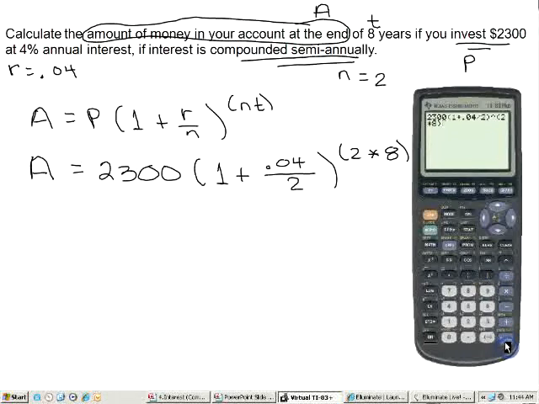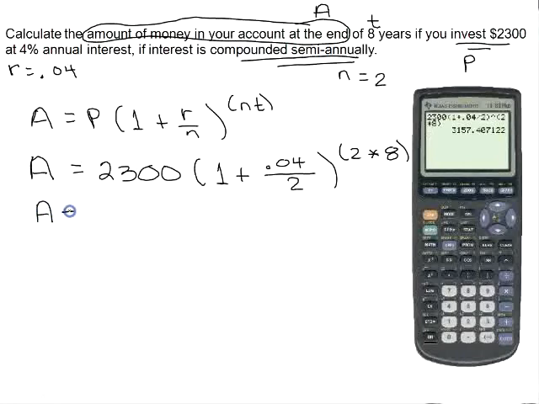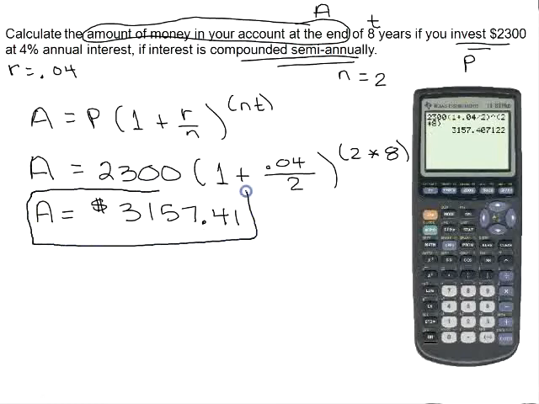Now when we hit enter, the calculator is going to calculate in one step A, the amount at the end of the investment. And the amount of money we have at the end of this investment is $3,157.41. So the compound interest formula, in one step, when you know what you invest, the rate, the number of years, and how often interest is compounded, will calculate the amount at the end of the investment. Now sometimes there is a follow-up question, and the follow-up question is, okay, how much interest did you earn?